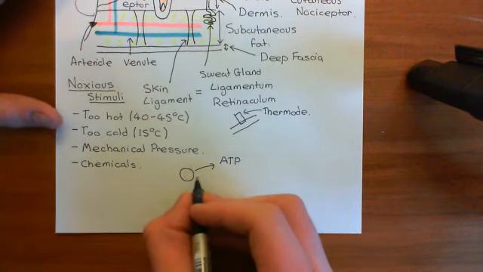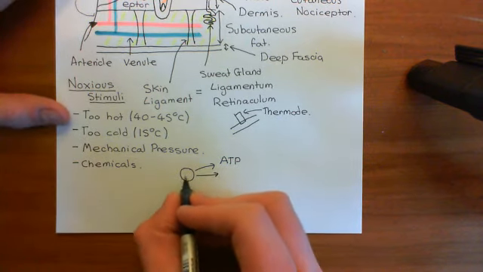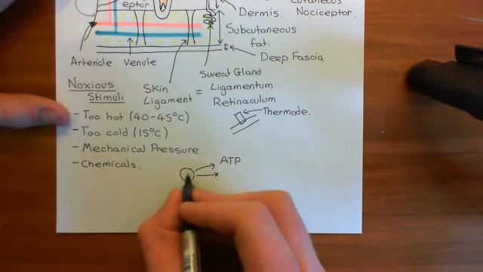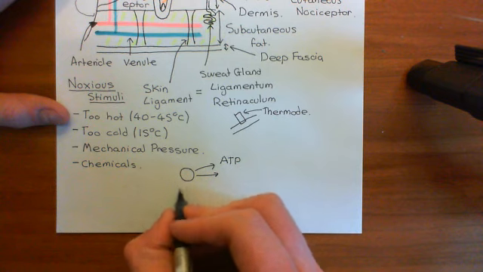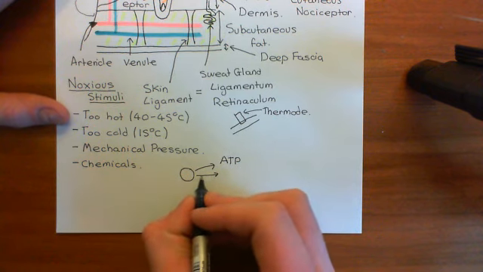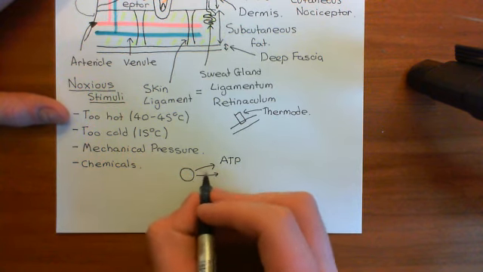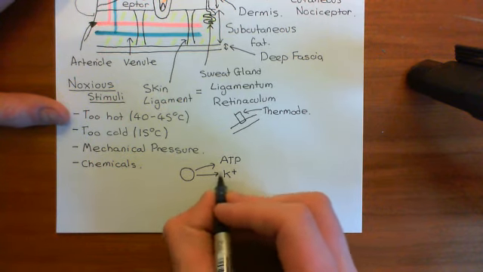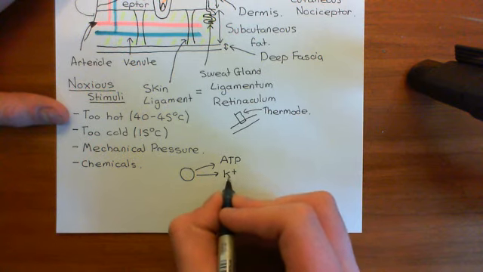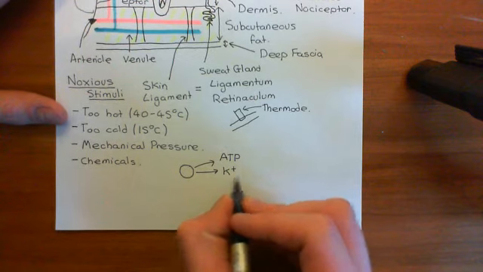In addition, cells, remember, have a very high concentration of potassium within their cytoplasm, whereas the extracellular fluid has a much lower concentration of potassium. So if you break open a lot of cells, you're going to get the potassium that's within the cells released, and that will raise the concentration of the extracellular potassium. And that can also activate nociceptors to fire.